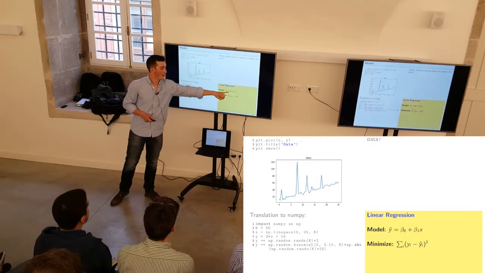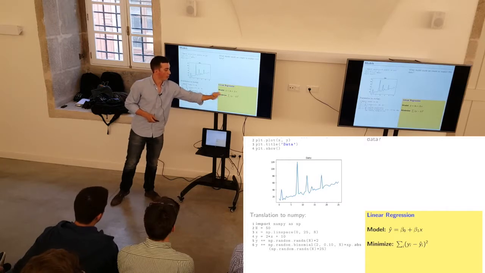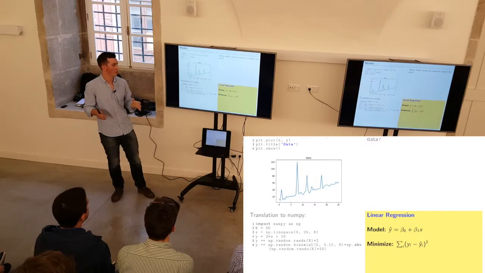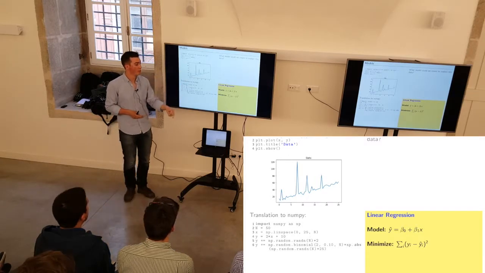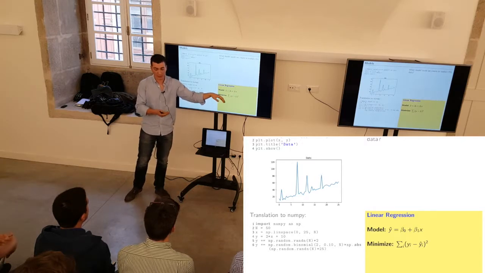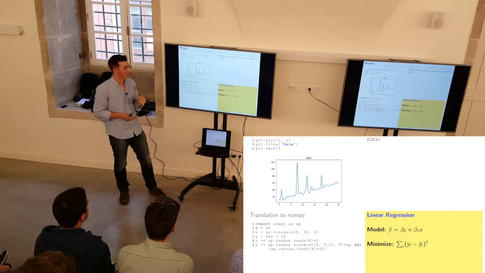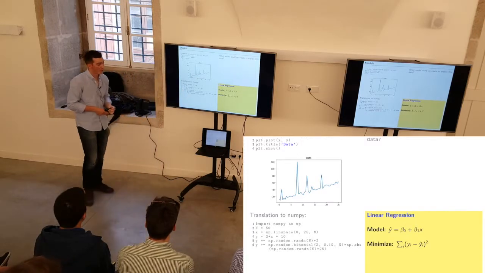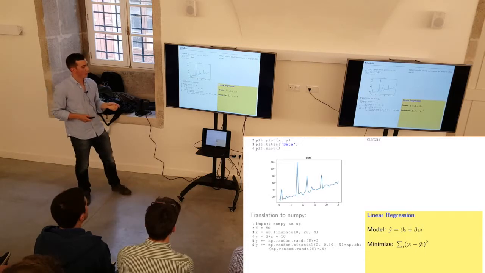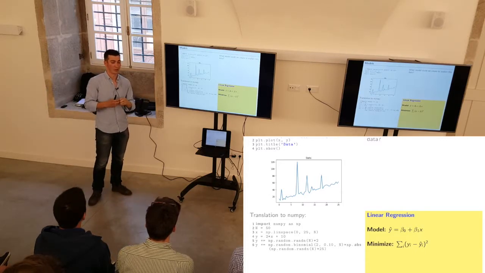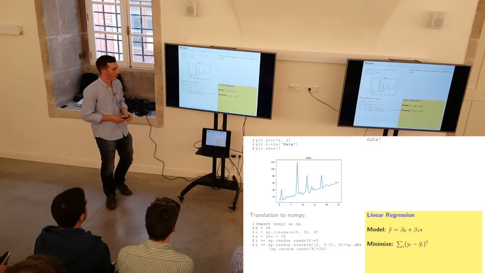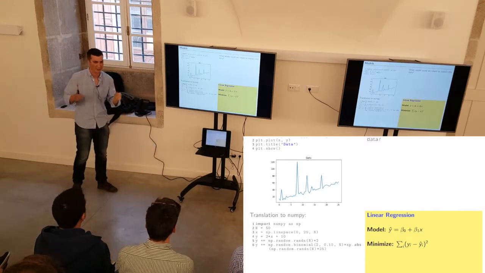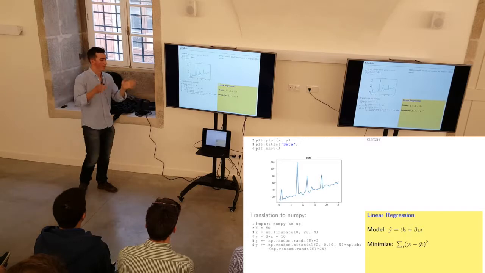How are we going to find the betas? Well, we are going to minimize the difference between the true y's, which we know from the graph, and the predicted y's. Then we square. Why do we square? Because the error needs to be a positive number. So we square, and for mathematical reasons, we usually use the square and not another power like 4 or the absolute value.